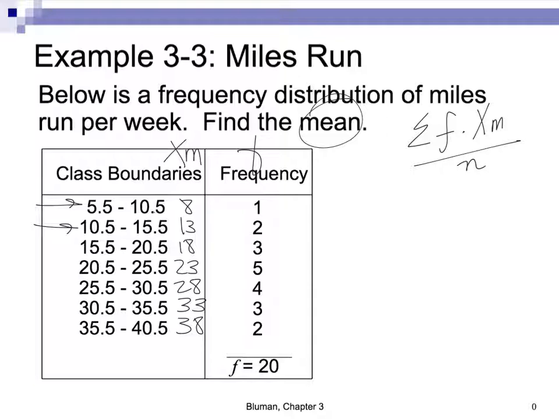This is still our frequencies as we use it here. That's F. Now notice that I have to multiply our two columns. So I'm going to multiply each one of these, and that is going to give me the following answers.